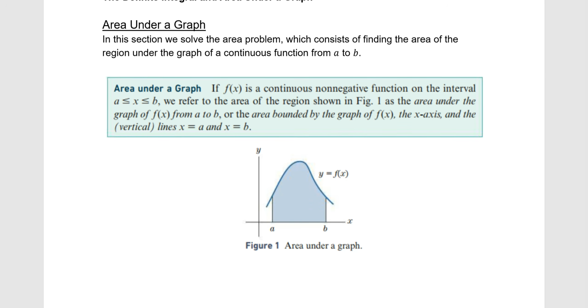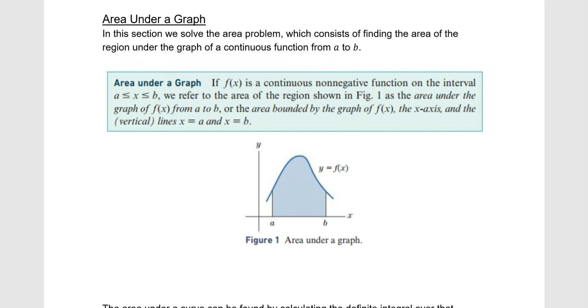So if f of x is a continuous non-negative function on the interval a to b, we're going to refer to the area of this region shown down here. So this shaded in region, we're going to refer to that as the area under the graph or the area under the curve from a to b.